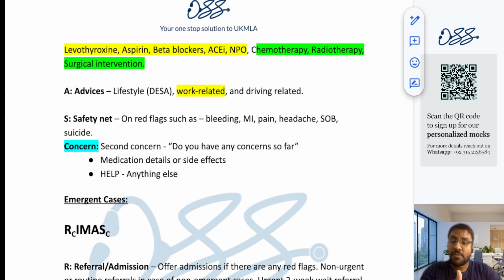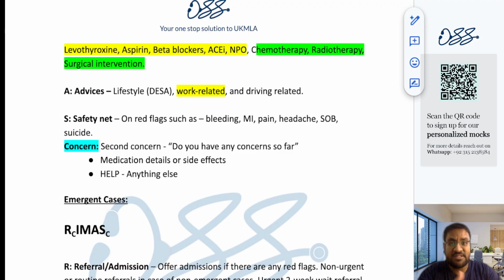So you see, we are doing so many things. When it comes to the management, number one, the correct diagnosis in the correct way, that is going to give you 1 mark. Then the IRMAS protocol, that is going to give you either 1 mark or 2 marks, depending on case to case.